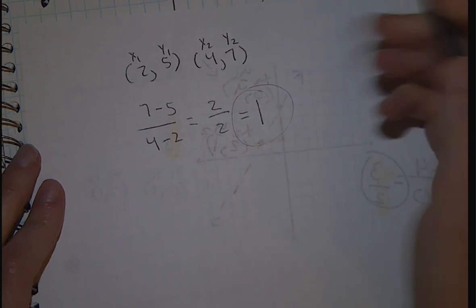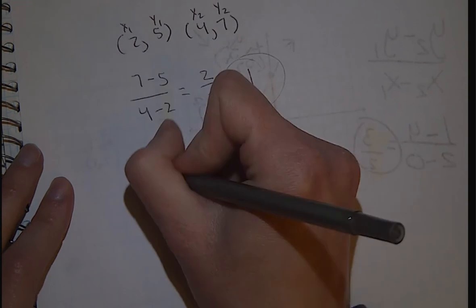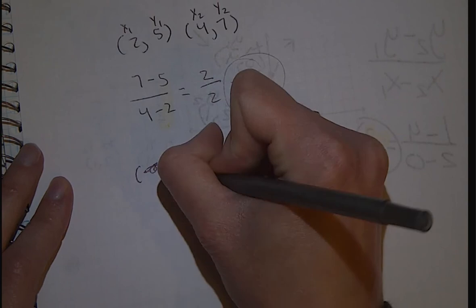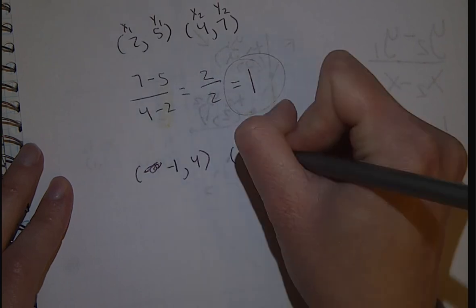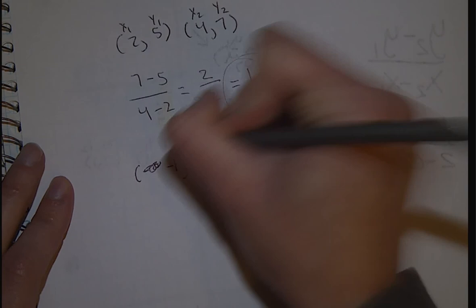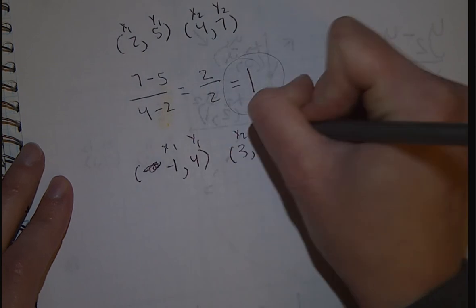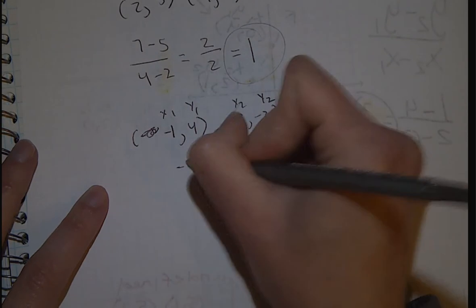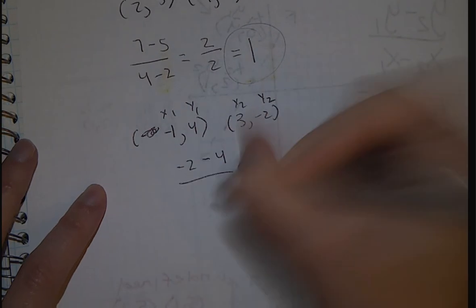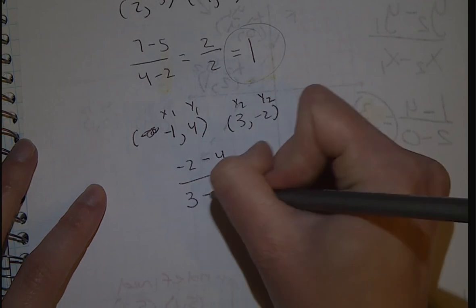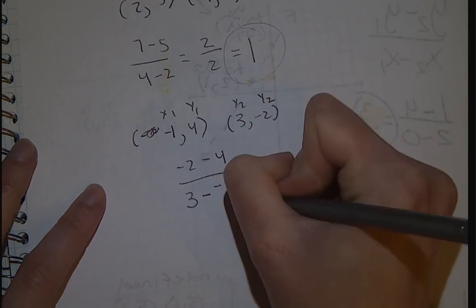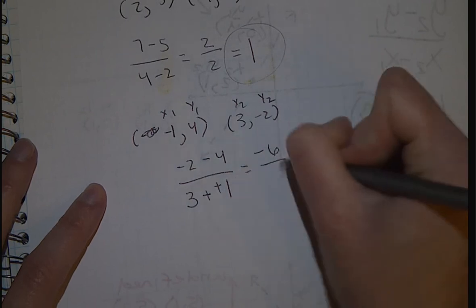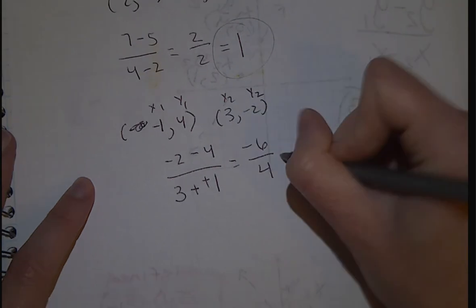For B, this one has lots of negatives, so you have to be careful. So we had -1, 4, and 3, -2. So x1, y1, x2, y2. So I plug that into my formula. y2 minus y1 over x2 minus x1. Now be careful, because that's minus a -1. -2 minus 4 is -6. 3 minus a -1 becomes positive, so that's 4. And then that reduces to -3 over 2.